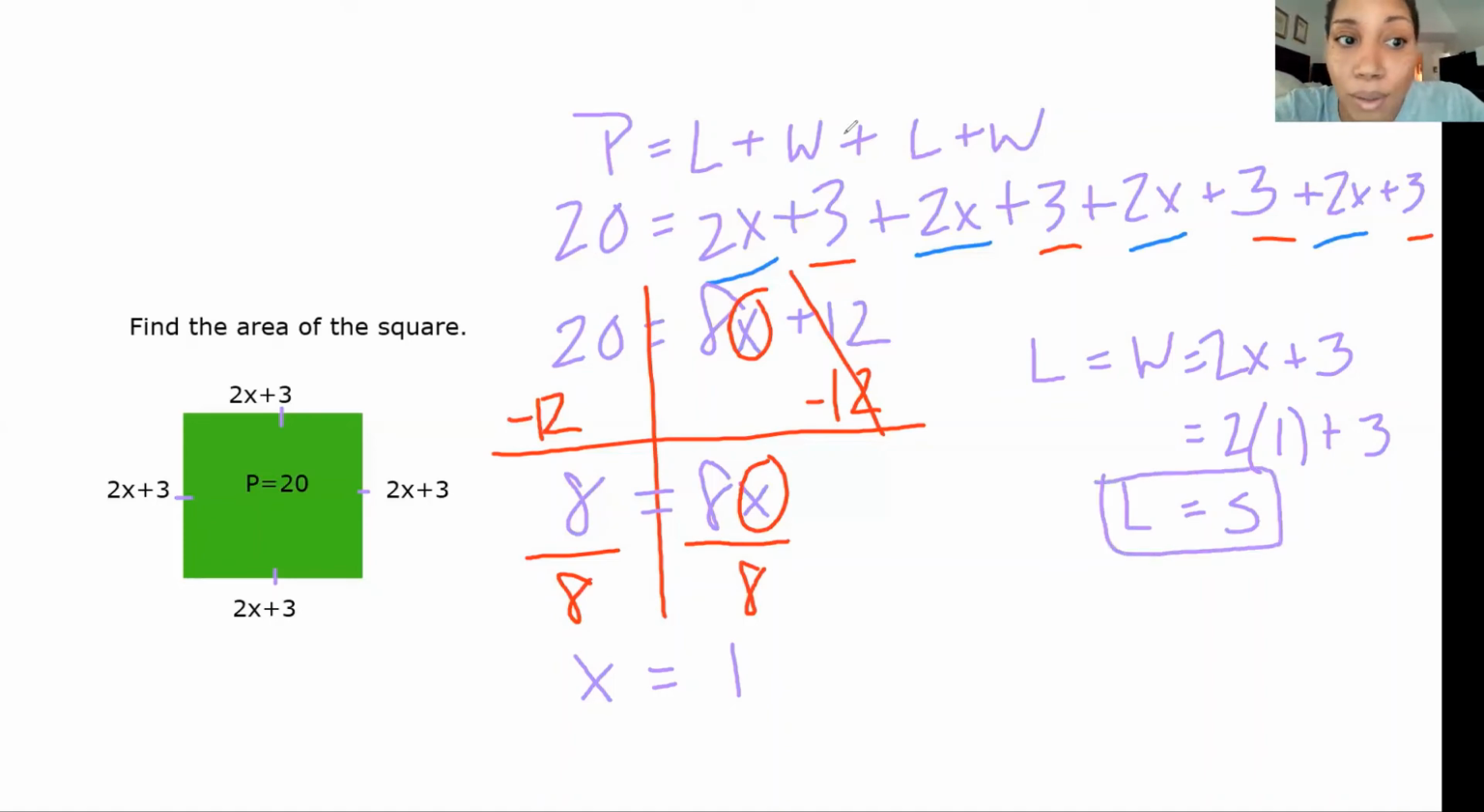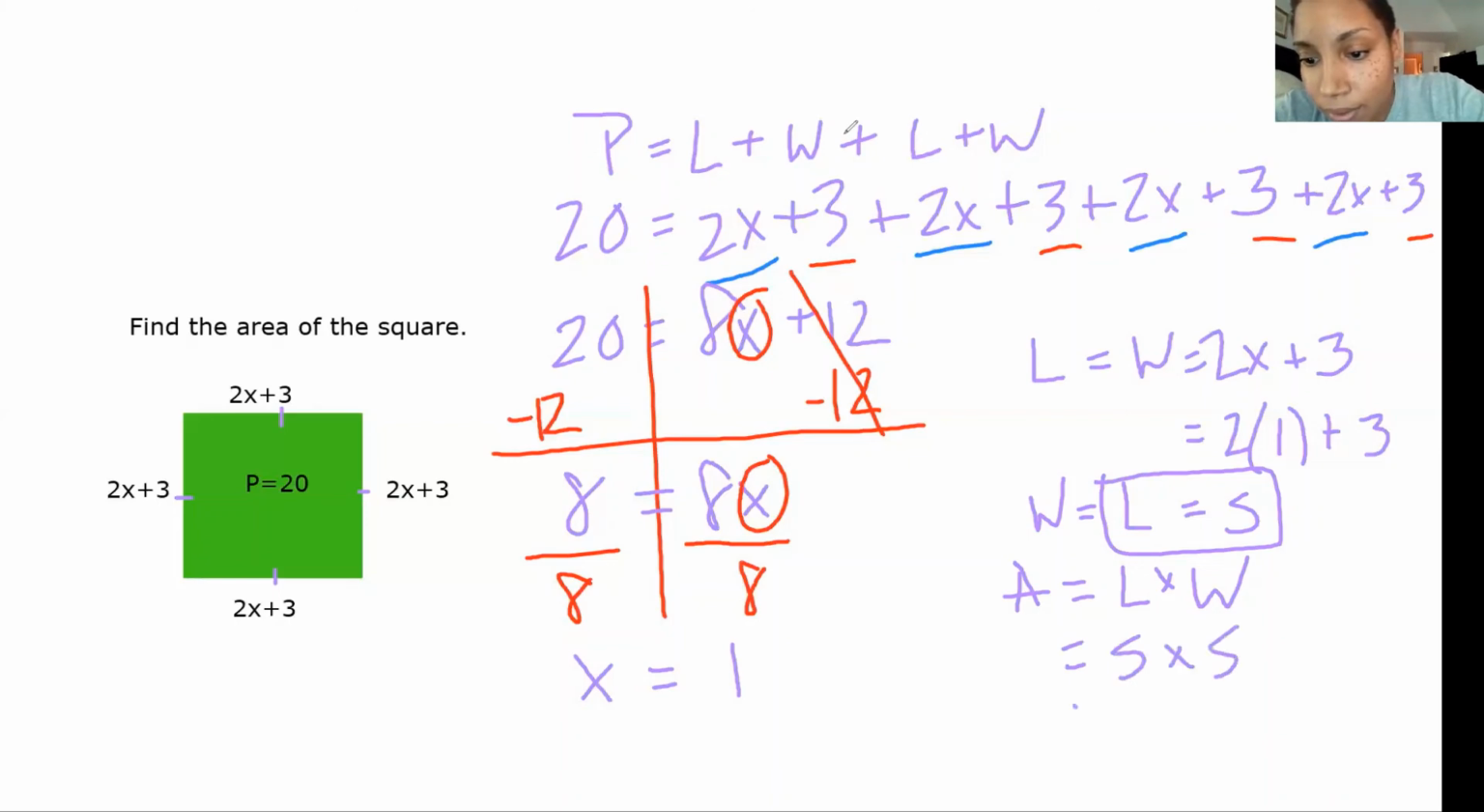But we're not finished. We're looking for the area. So how do we solve for area? Well, area is simply length times width. And so we know that our length and our width, I forgot to put this on here, length and our width is 5. They're both 5. So it's 5 times 5. So your area is equal to 25. And that's your answer.